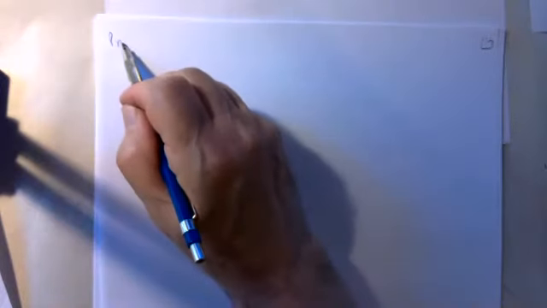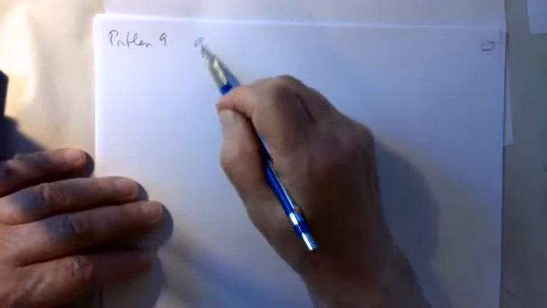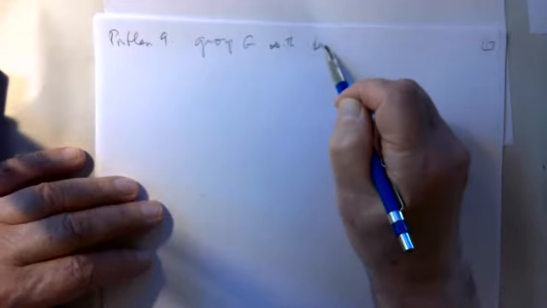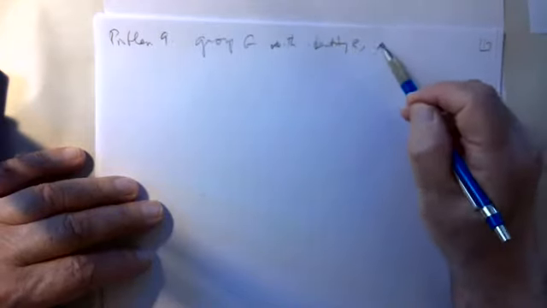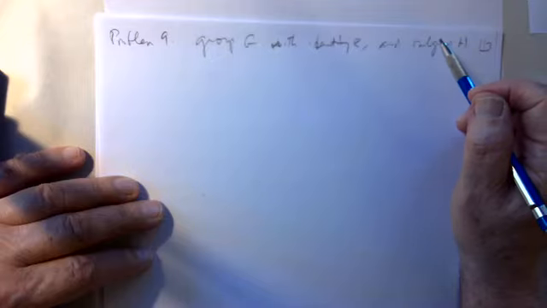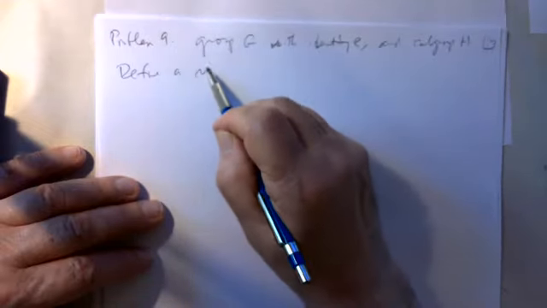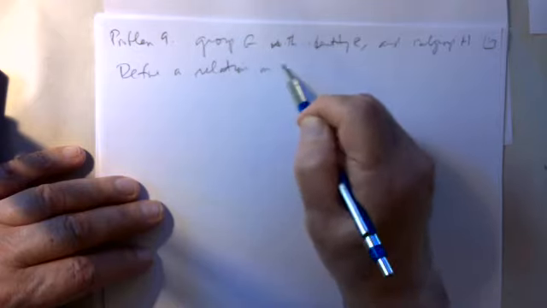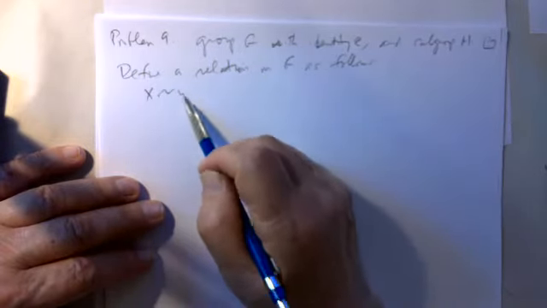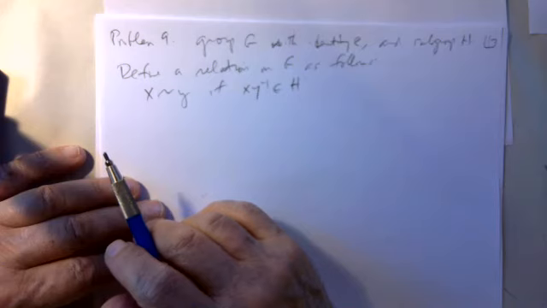So next comes problem 9. So we have a group G, the identity element E, and the subgroup H. Define a relation on G as follows. We say X is related to Y if XY inverse is in H.